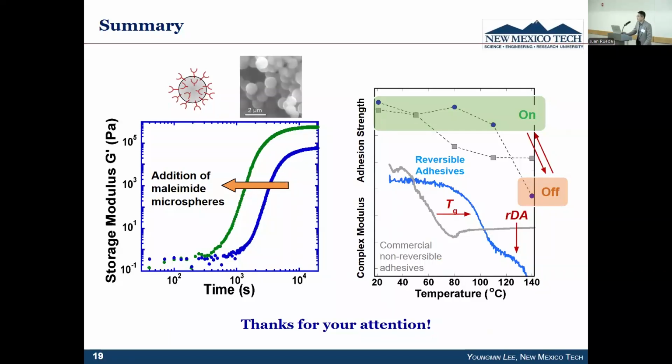So we used reversible network structures, and first I studied their network formation behavior with the addition of microspheres, so numerous functional groups. And second, we use the same system for the reversible adhesive, and by changing their molecular structure, we can effectively increase their adhesion strength at room temperature, and also we can see the on-off behavior. By heating up, we can effectively reduce their adhesion strength 10 times or 100 times lower. Yep. Thank you.